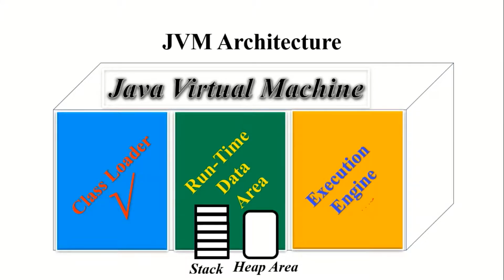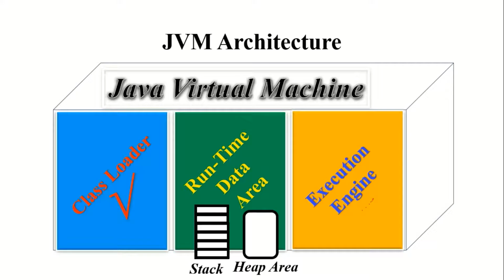Now we will talk about the runtime data area. This segment is the second main component of JVM. Just like a car needs a road or a train needs a track to run, similarly JVM needs a memory area to store the class files.